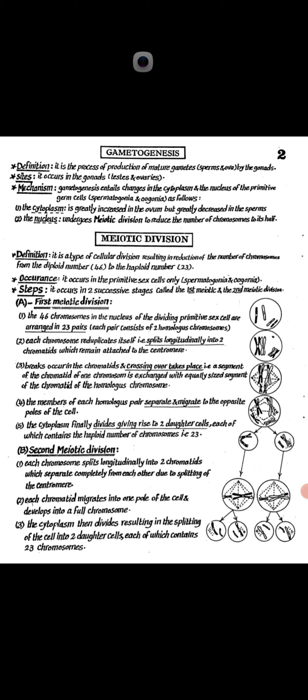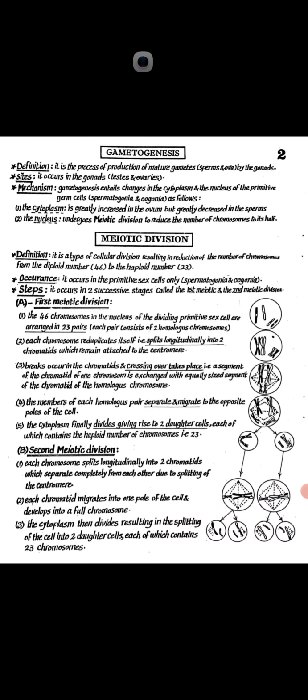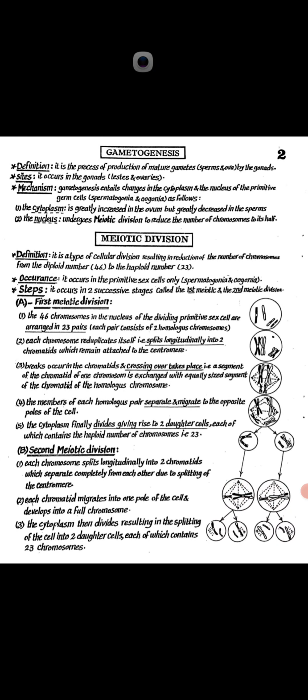Very important for every type of exam and for undergraduate students. In this video, this is the first video, we will discuss gametogenesis in just these two slides. In coming videos, we will discuss spermatogenesis and oogenesis in detail. Now let's start with gametogenesis: its definition, site, mechanism, then meiotic division, first and second meiotic division, and its abnormalities.